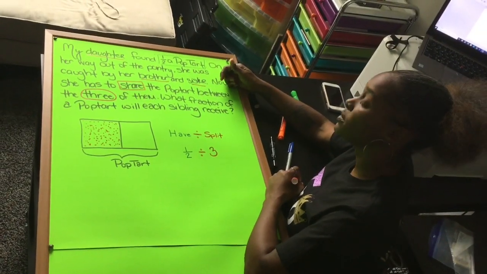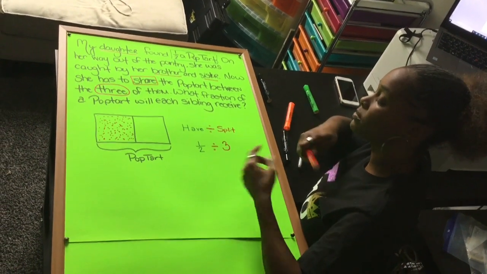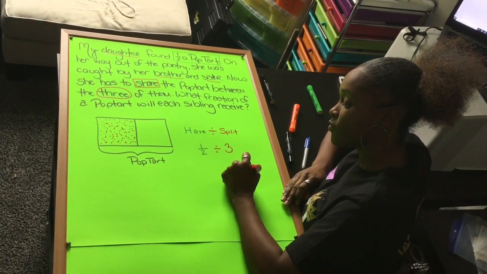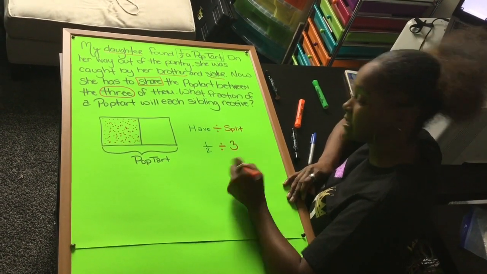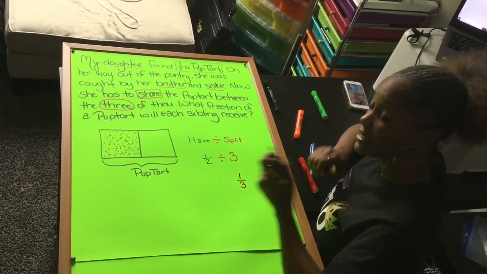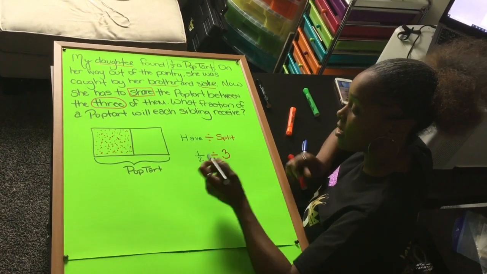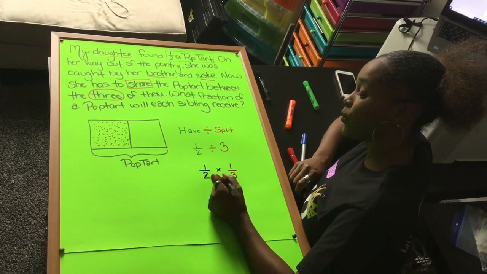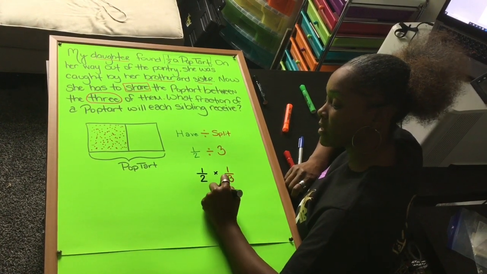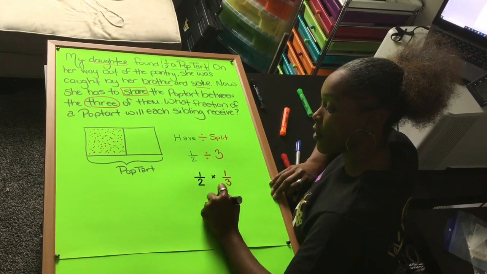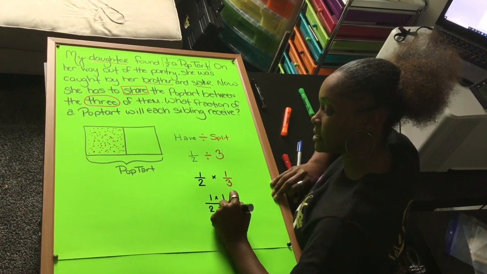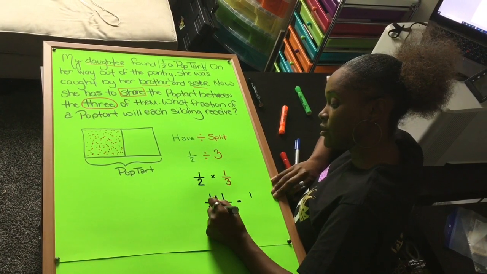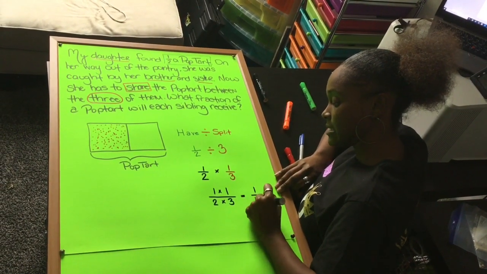Because my question is asking what fraction of a Pop-Tart each sibling will receive, I know that between 3 people, each person will receive 1 out of the 3 pieces I am creating. So I need to figure out what is 1/3 of 1/2. We have multiplied fractions before, and we know in order to multiply fractions, we multiply the numerator times the numerator over the denominator times the denominator. 1 times 1 equals 1. 2 times 3 would give us 6.